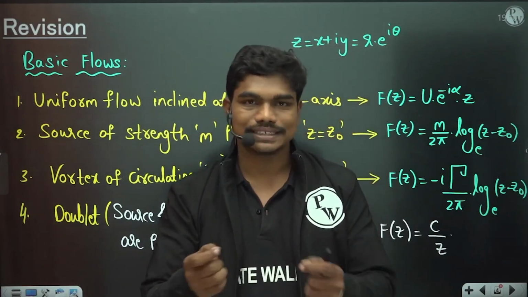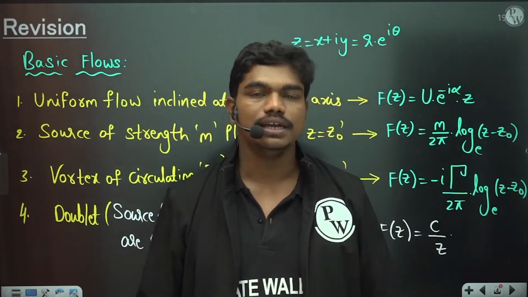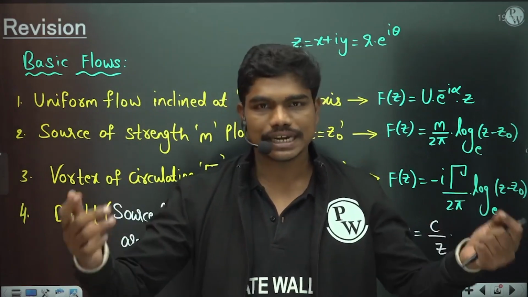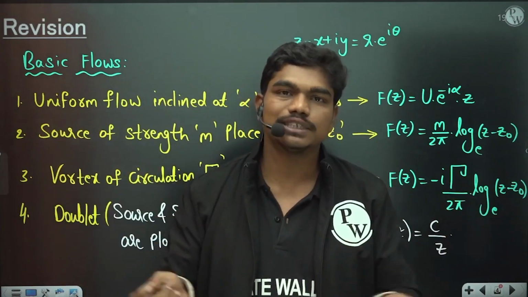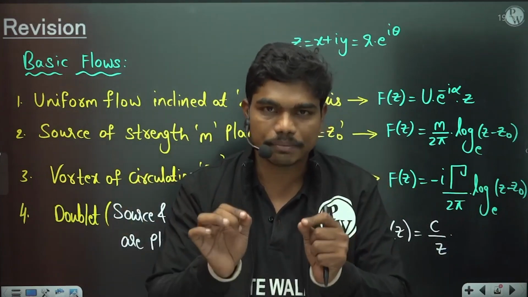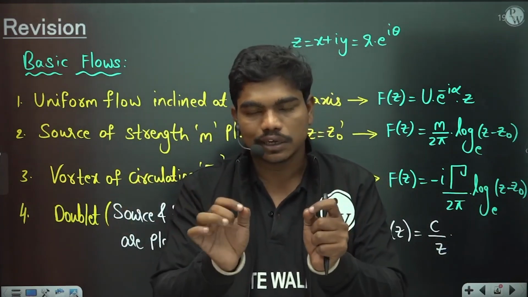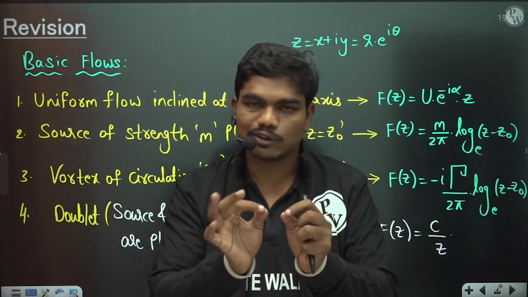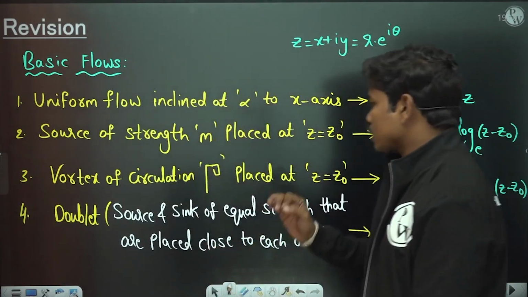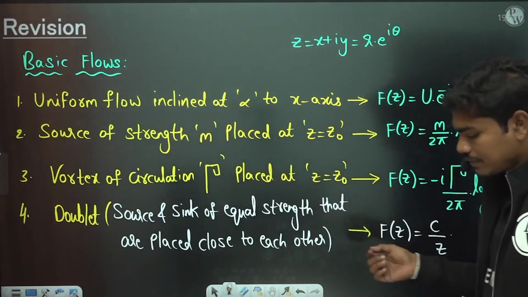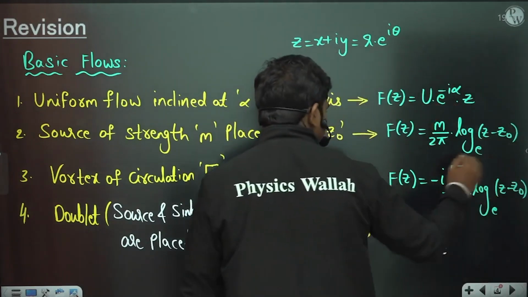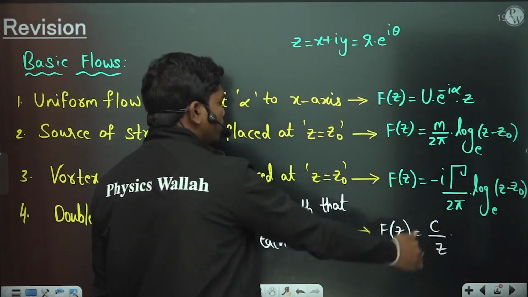So doublet is something different from source and sink pair. Okay, source and sink pair can be any source and any sink of different strengths placed at some different locations, but doublet is one special combination of source and sink pair whenever source and sink are of equal strength and they are placed very close to each other. Okay, so that we have talked. And vortex of circulation gamma placed at some z is equal to z0 is identified as this particular function. In yesterday's class I have shown you all these cases.